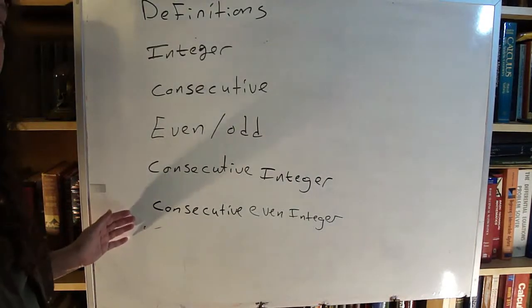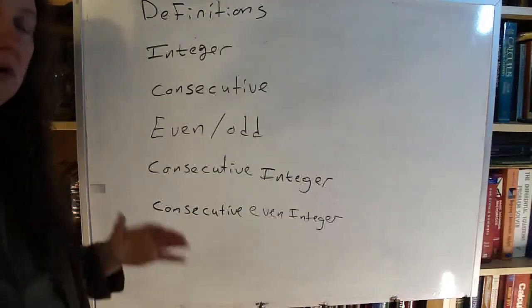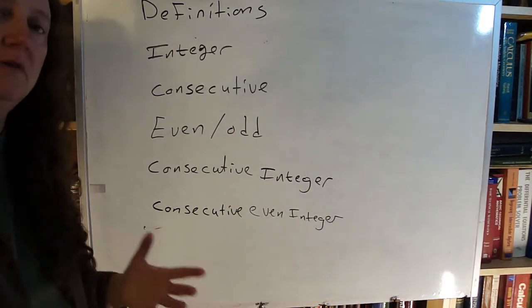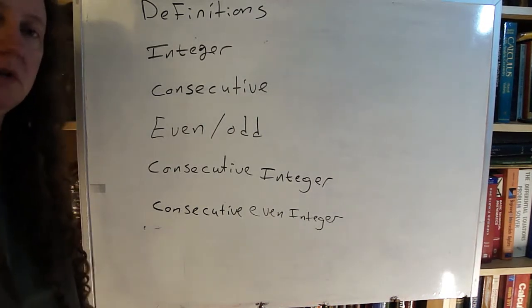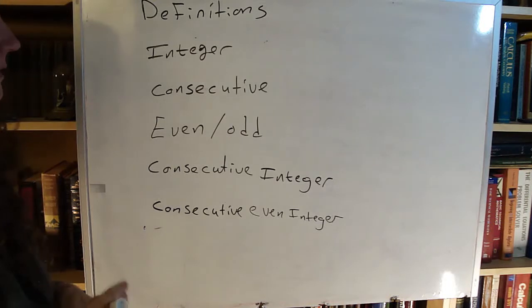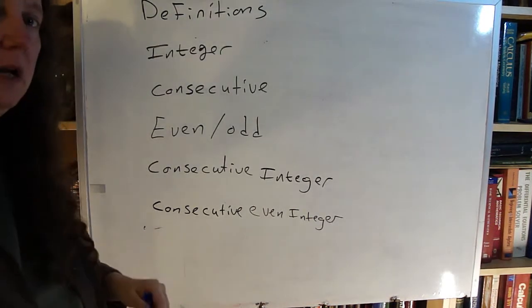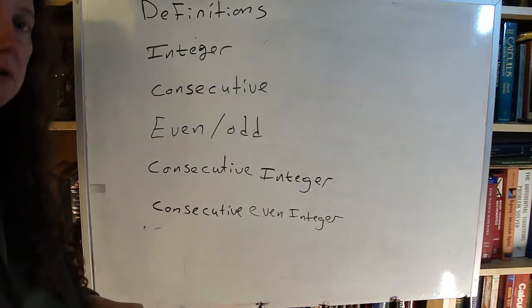Here I have some definitions for you to learn. These are not from the book definitions. These are more everyday word, everyday language definitions. An integer. It's a positive or negative whole number, including 0.